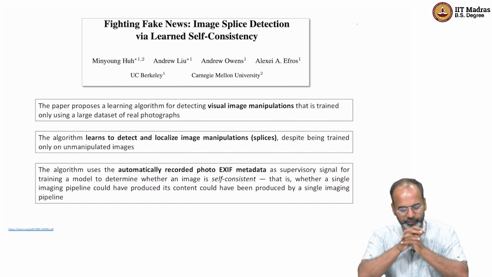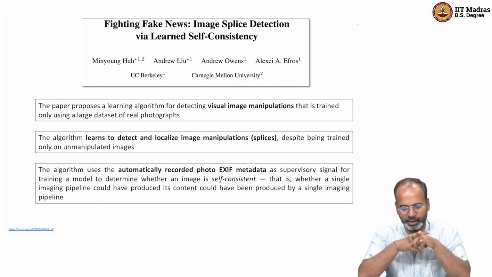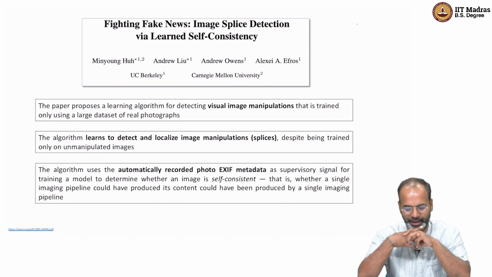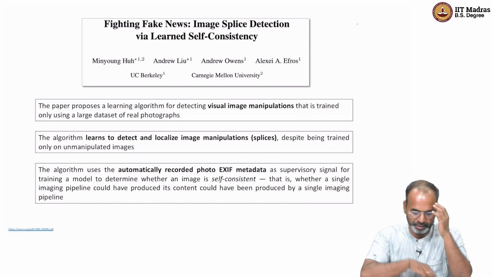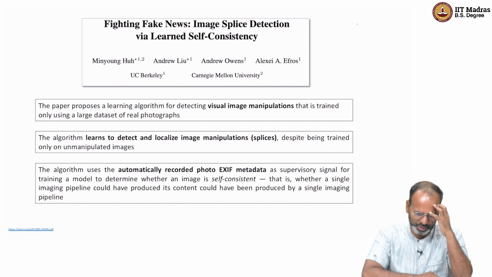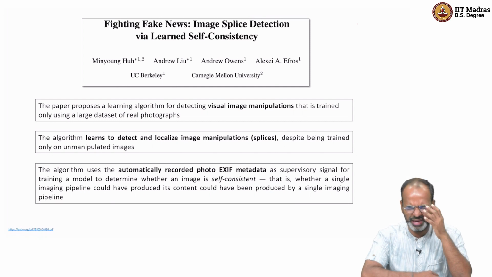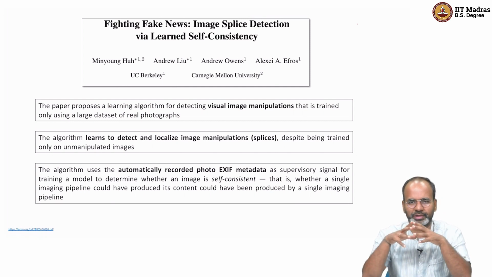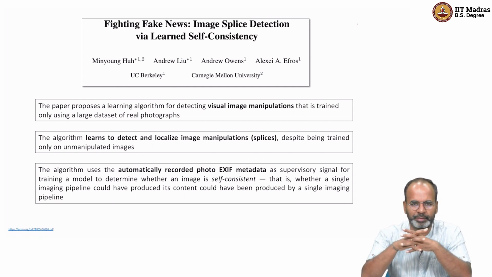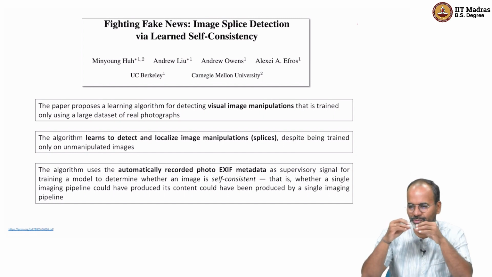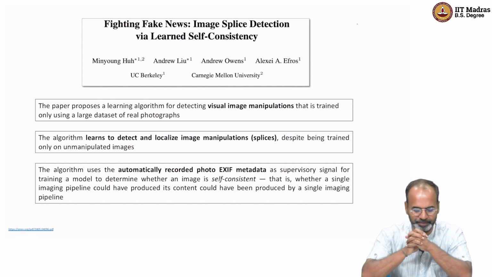Here's the next one: fighting fake news, image splicing detection via learned self-consistency. This idea of image manipulation has been there for a long time. You take an image, you splice it, you make some part of the image much larger, you cut some part of the image and reuse it somewhere else. All of this you can do.